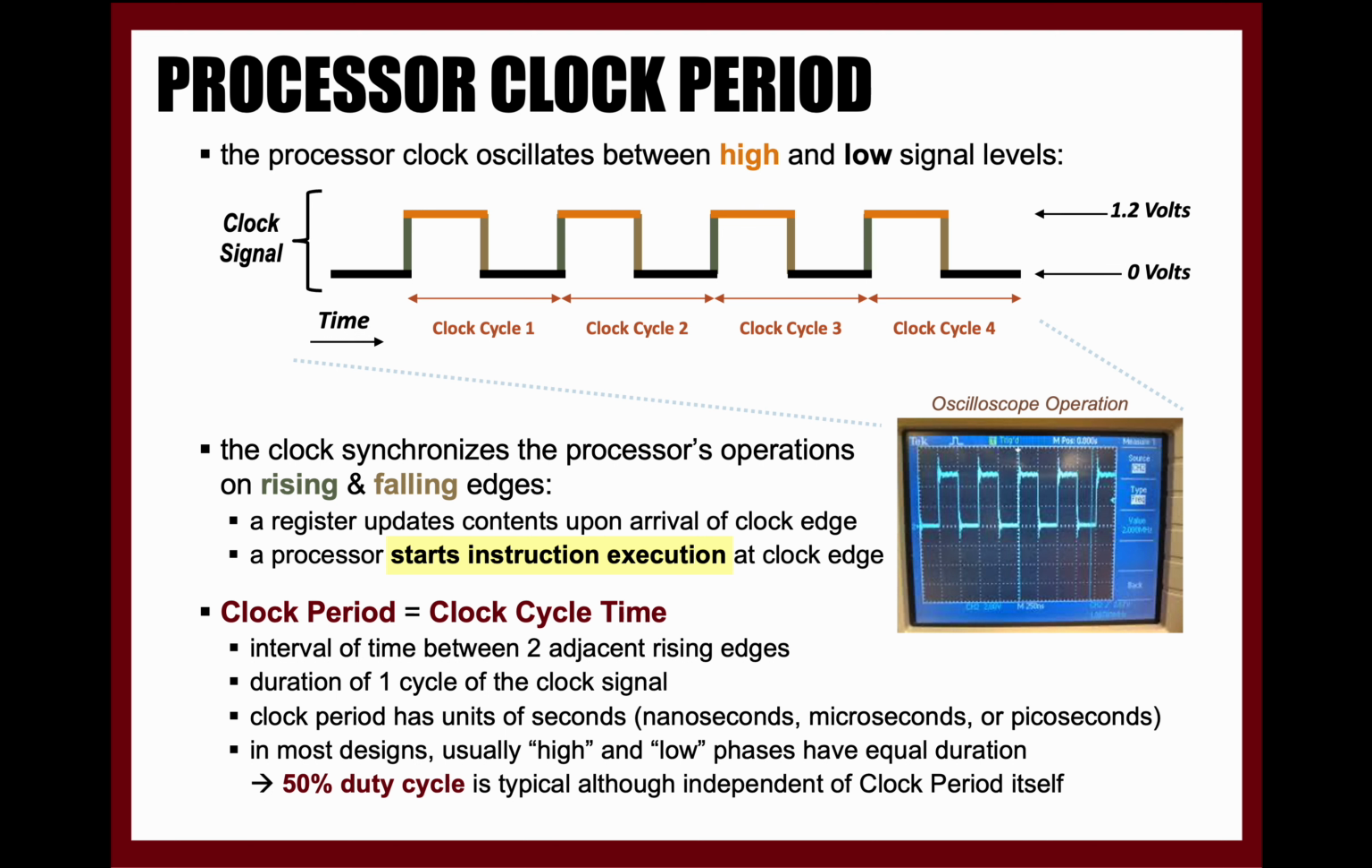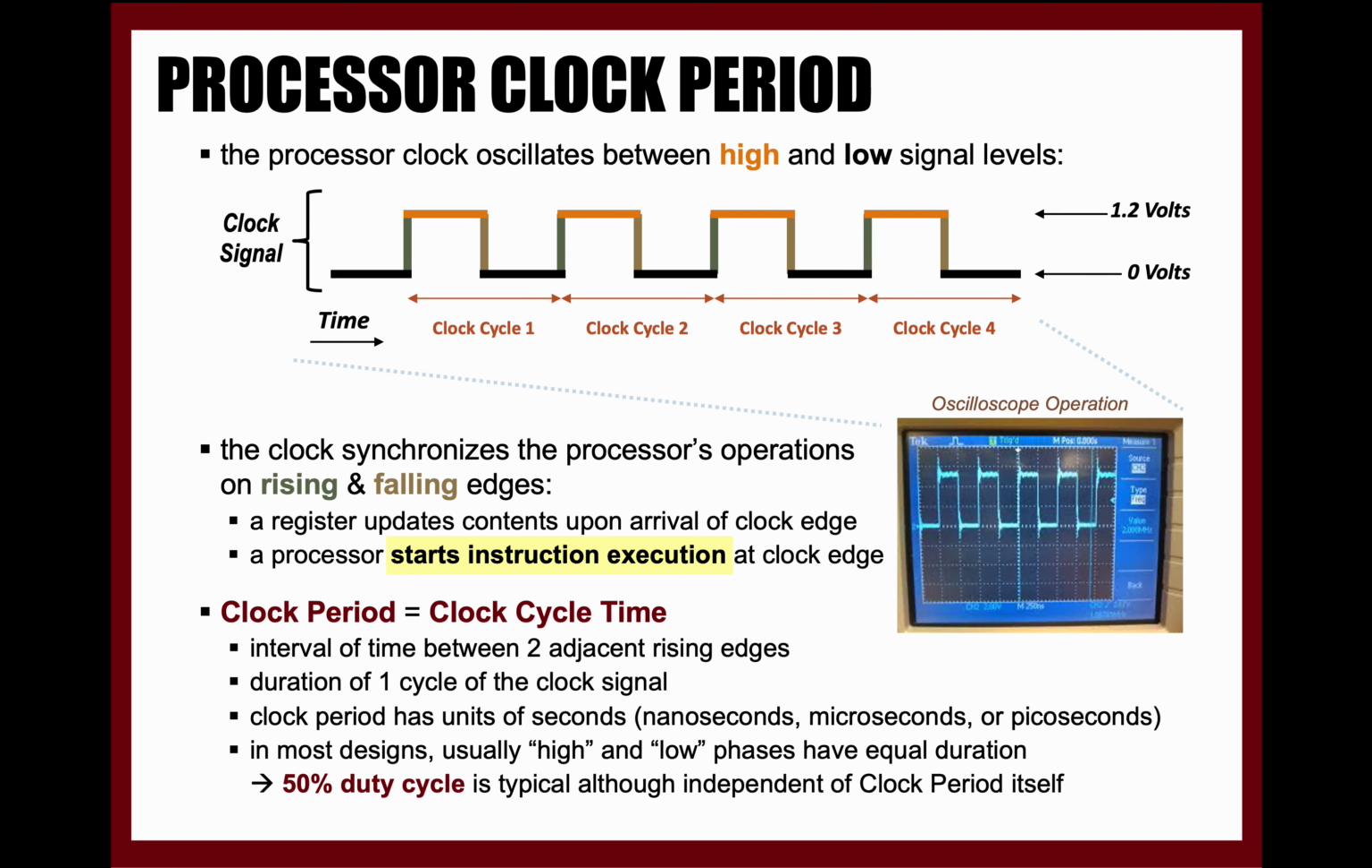Now let's discuss the clock period, which refers to the clock cycle time, which is essentially the interval of time between two adjacent rising edges. In simpler terms, it's the duration of one complete clock cycle of this clock signal, from one peak to the next. The unit used to measure the clock period can range from seconds to much smaller units like nanoseconds, microseconds, or even picoseconds, given the rapid pace of most modern processors.